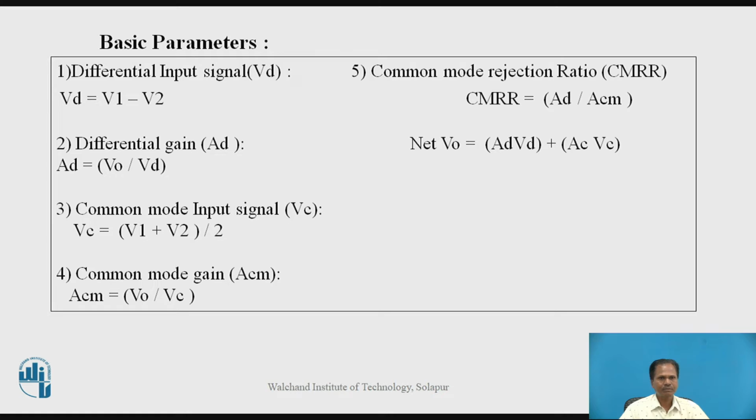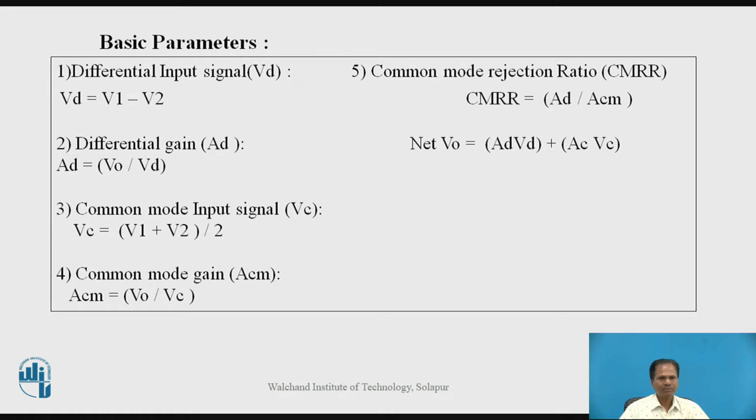where VD stands for V1 minus V2. Next parameter, the common mode input signal. A common signal applied to both the input terminals of differential amplifier is called as common mode input signal. The output signal of a differential amplifier depends upon both differential input signal as well as a common mode input signal in case of practical differential amplifier.